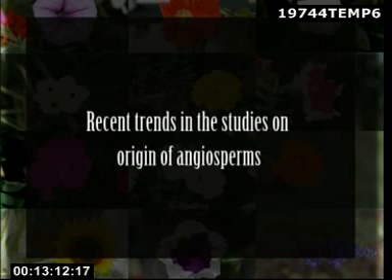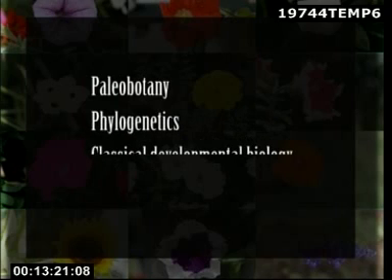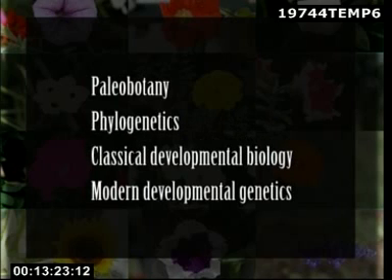Now, let us analyze the recent trends in the studies on origin of angiosperms. Through contributions from paleobotany, phylogenetics, classical developmental biology and modern developmental genetics, tremendous progress has recently been made in elucidating the origin and diversification of the angiosperm. Fossils have contributed a lot.